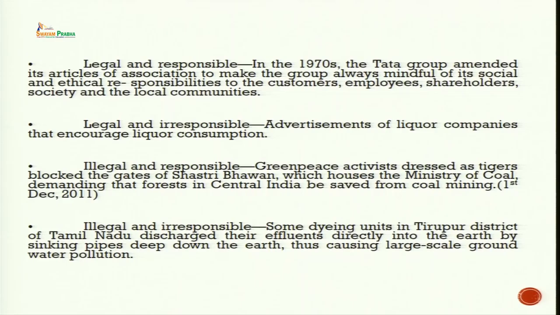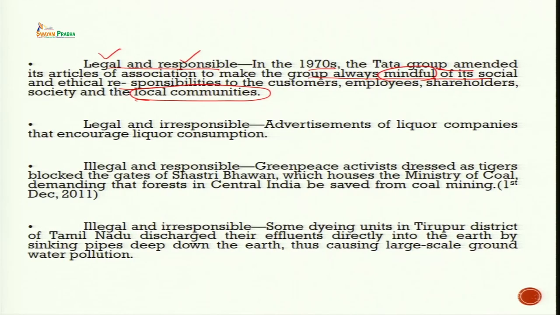Let us take examples of all the four. Legal and responsible action. In the 1970s, Tata Group amended its articles of association to make the group always mindful of its social and ethical responsibilities to the customers, employees, stakeholders, society and local community at large. So, this is an initiative taken which was a very mindful effort by the managers, which was legal and responsible both.